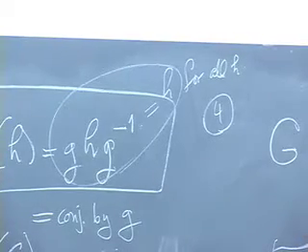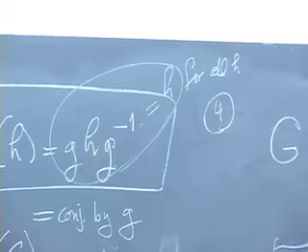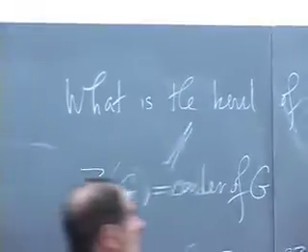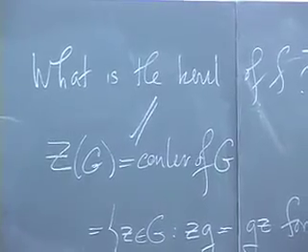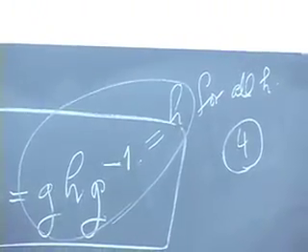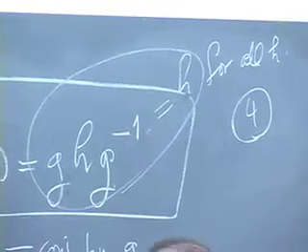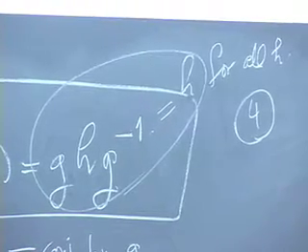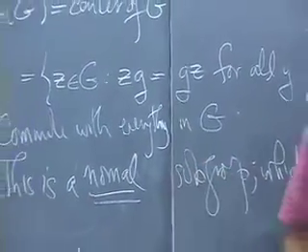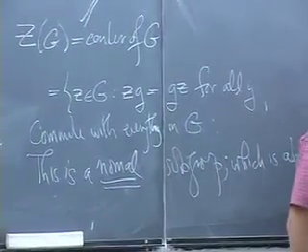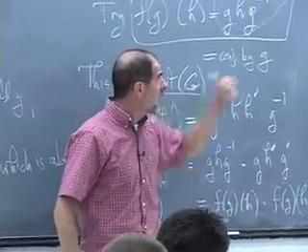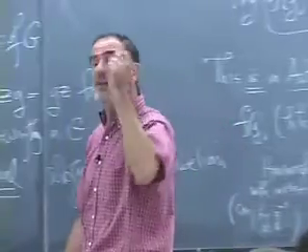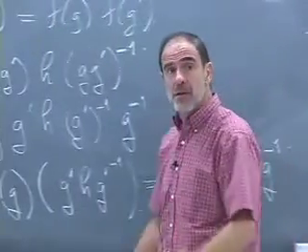The center of G. Exactly. It's exactly the center of G. Because if ghg inverse is equal to h for all h, that says that g commutes with h for all h, which is exactly what we called the center of G. So you remember we said the center was a normal subgroup? I've just exhibited it as the kernel of a homomorphism. What's the image? Do I get every automorphism by this kind of conjugation business?